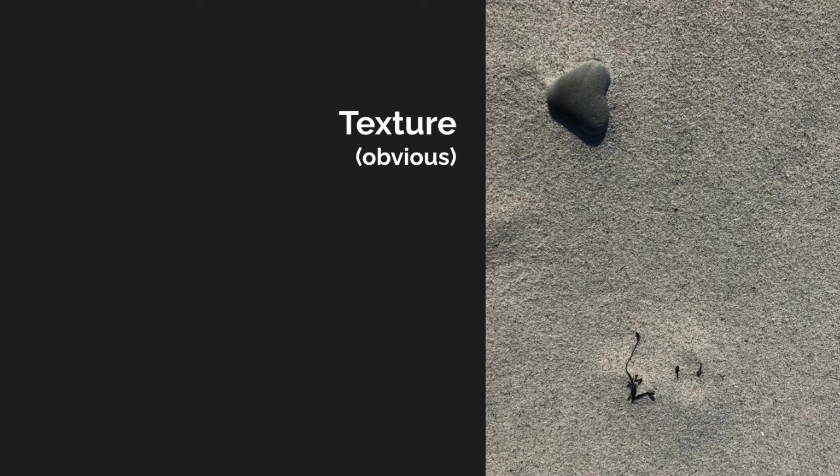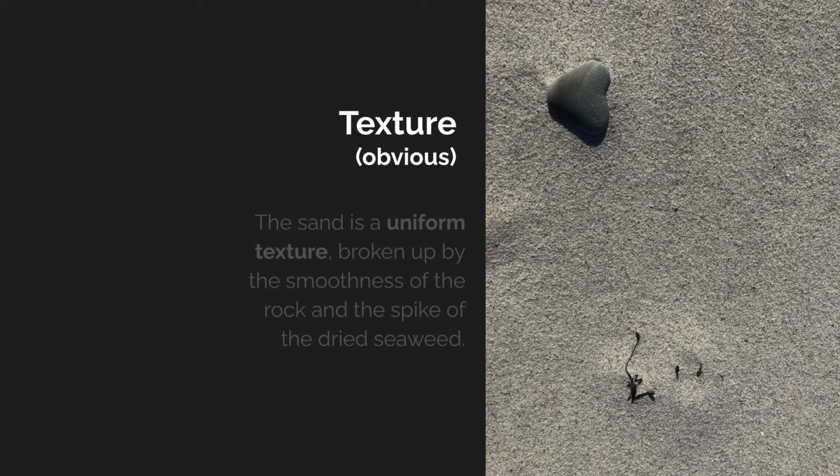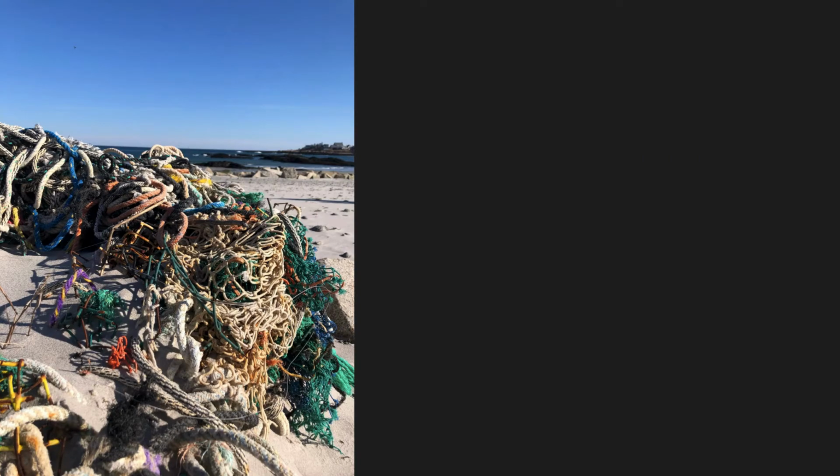We can get the texture of the sand. It looks almost even like sandpaper. And that's a uniform texture, which means it's repeated. But it's also broken up. I didn't want it to be too boring, so it's broken up with the smoothness of the rock, plus the cute little heart rock, and then the spikiness of the seaweed. And I took these pictures, which is why they aren't credited.